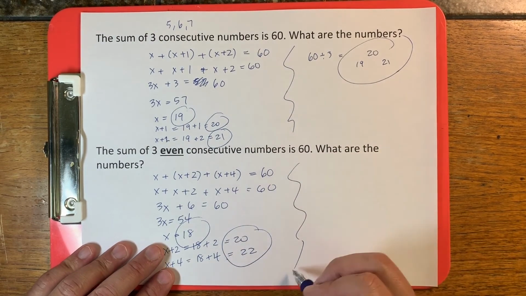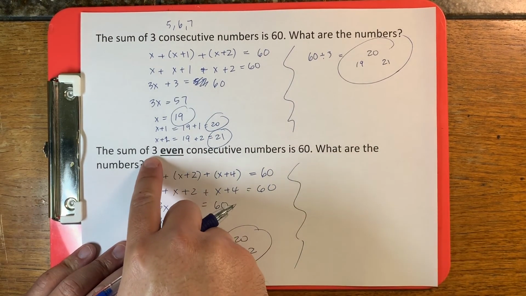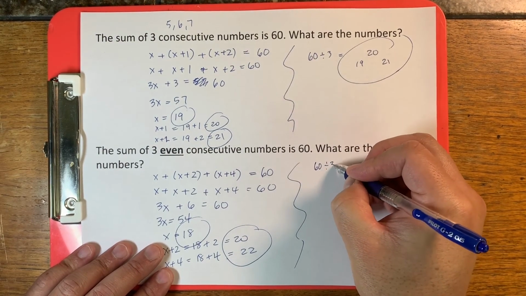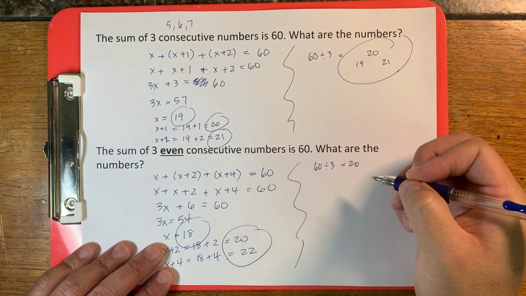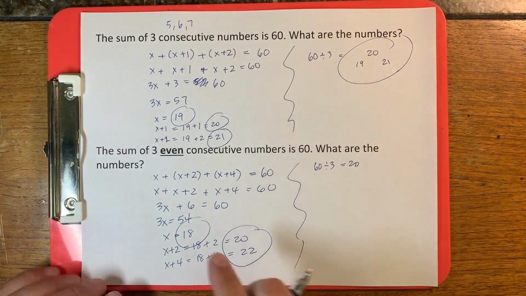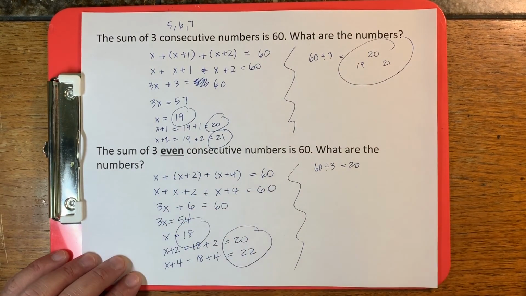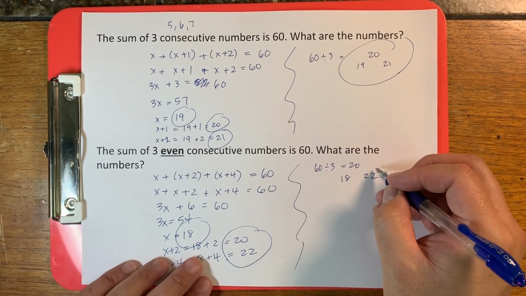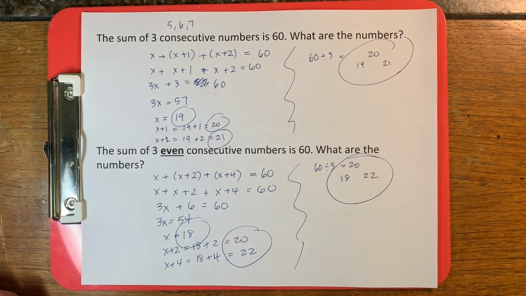Now, if we did the cheat method and we divide by 3 because there's 3 numbers that we're adding, we'll get 60 divided by 3 is equal to 20. Now, if I ask you what are the even numbers bigger and smaller than 20, well, you'd tell me 18 and 22, and those would be my 3 answers.